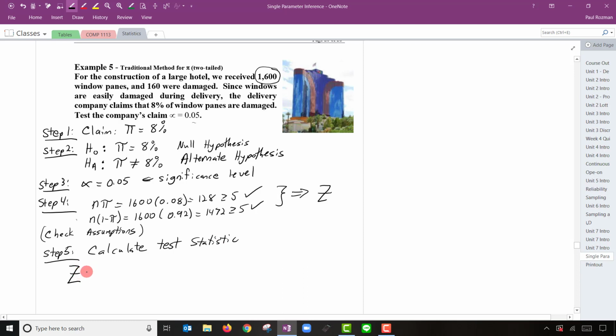When we're testing pi, the test statistic was given on the previous page. It's p minus pi all over the square root of pi times 1 minus pi over n. So now we just plug in our values to calculate this value. Basically, we're trying to see if our sample results are unusual relative to the null hypothesis. So what is p? Well, that's our sample data, 160 out of 1600.